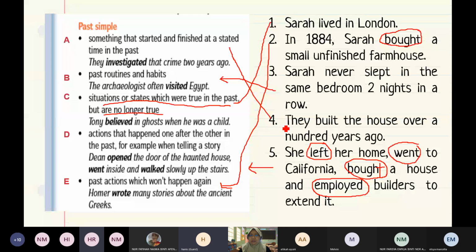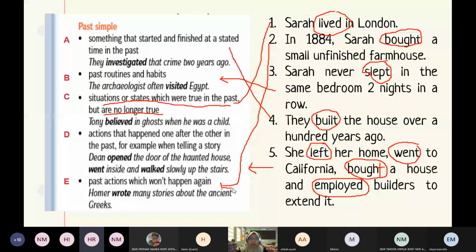Okay, what about sentence 1, Elsha, Marcela? Sentence number 1, which one is the verb? Lived. Okay. Sentence number 2 is bought. Sentence number 3? Slept. Alright, slept. Sentence number 4. Built. Alright, good. So all these words are simple past tense.